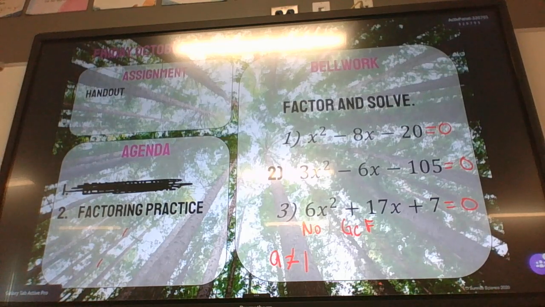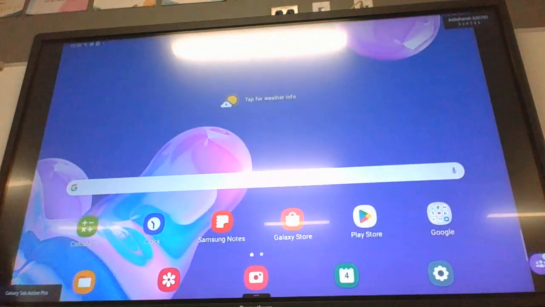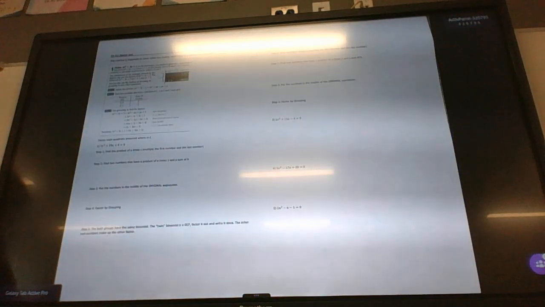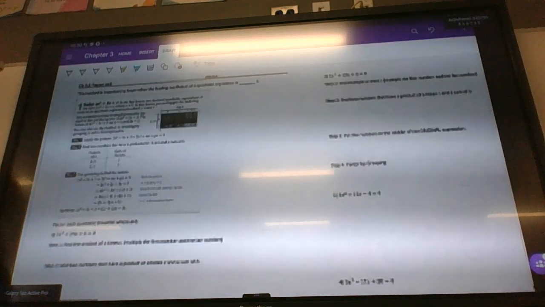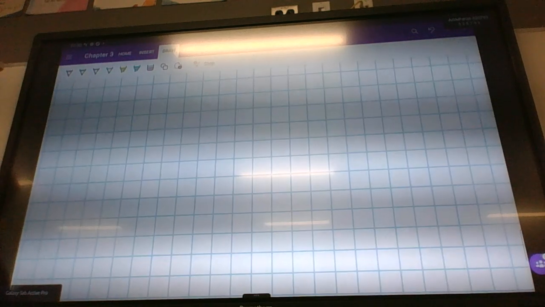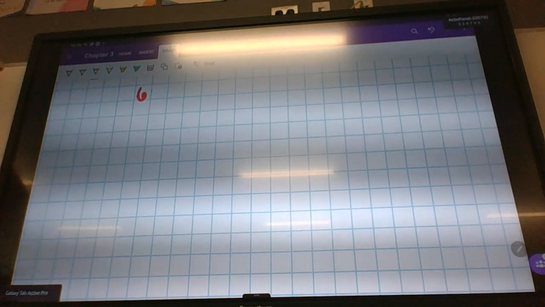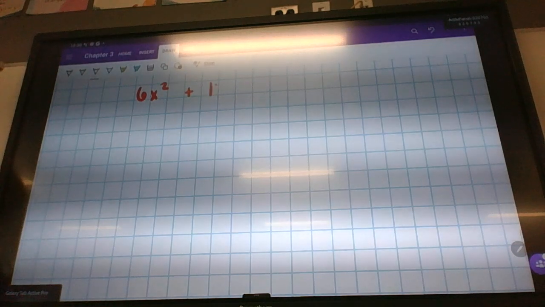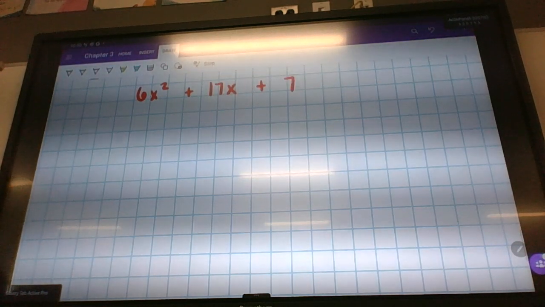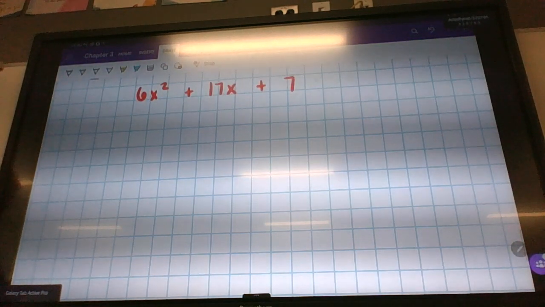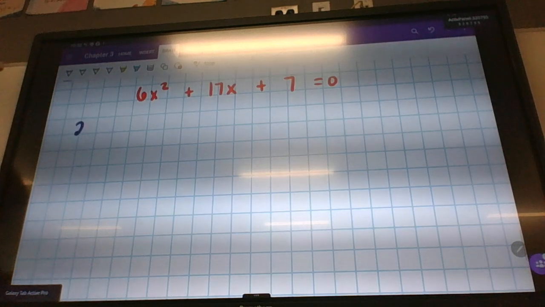Did everybody write the problem down? Let's go there. What's going on here? Okay, so it's 6x squared, 17x, and 7. Okay. 2 methods.